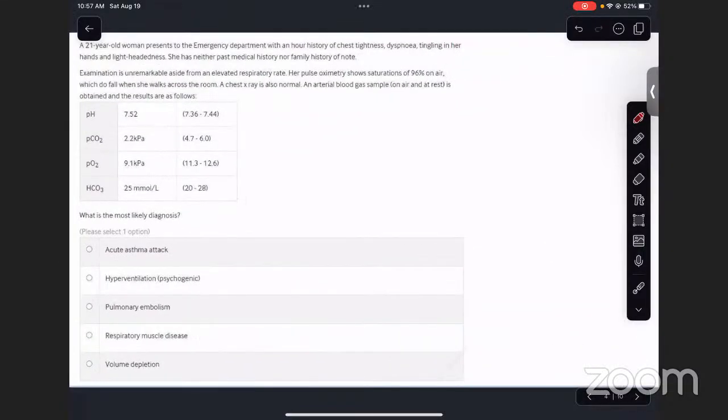Okay, and these are difficult questions also. Here's another example. A 21 year old female presents to the emergency department with an acute onset history of chest tightness, dyspnea, tingling in her hands and lightheadedness. She has neither past medical history nor family history of note. Examination shows an elevated respiratory rate also, and saturation is normal. Chest is also normal, and ABG shows pH raised, PaCO2 reduced, PaO2 also reduced, and the PiCap is normal. So what is the likely diagnosis? Okay.